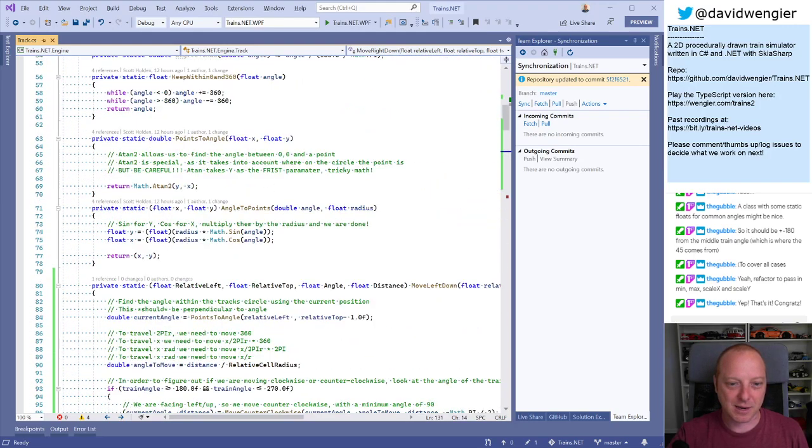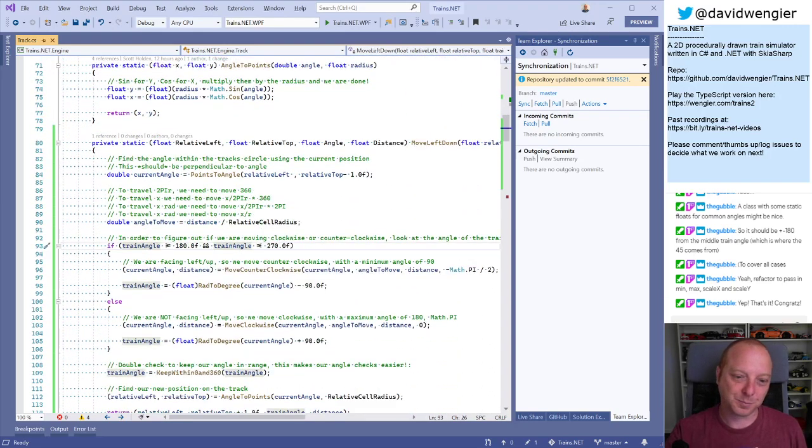All right, so let's fix up these train angle things. So 180 and 270 means that our middle angle is 225. And so essentially we want 225 minus 90 and 225 plus 90. That makes sense. So if train angle minus 225 is less than 90, does that make sense? I guess the absolute value of that.